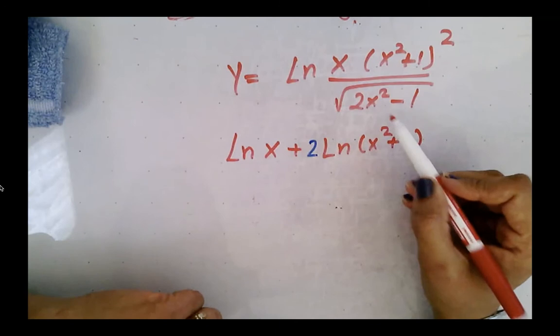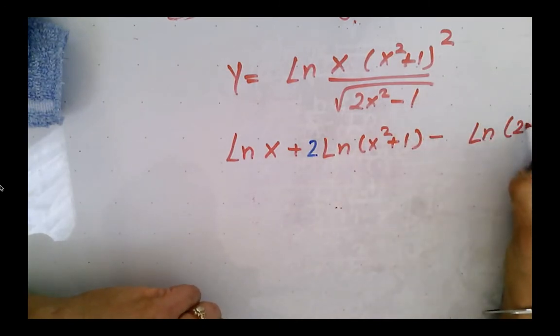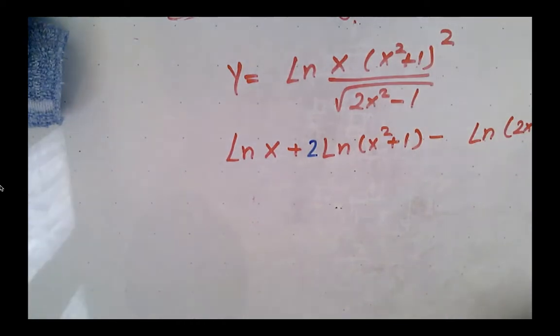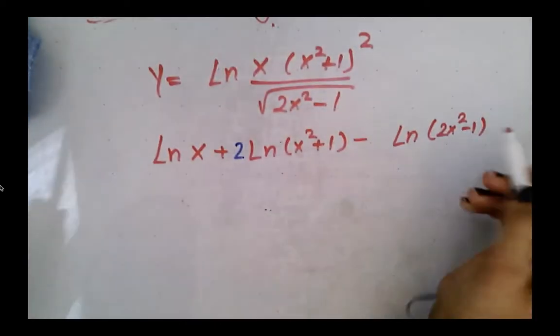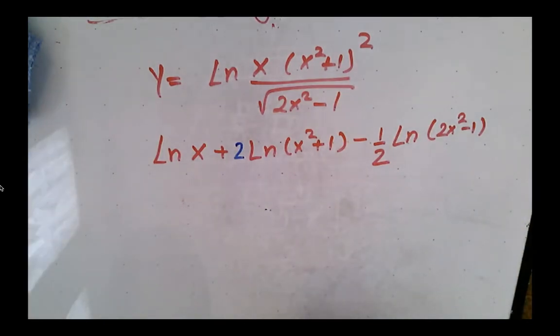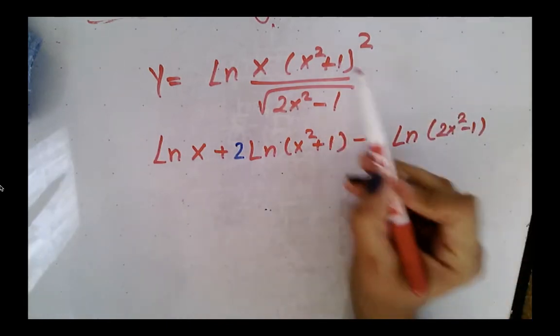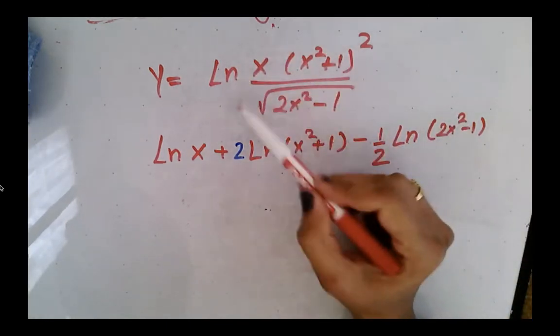This is dividing, so it means this becomes minus. It's ln 2x squared minus 1. And I know it's going to be 1/2 on the top, which I can put it on the front. I hope you guys are with me. Again, if you don't understand this step, you can pause this video and go back. So what I did, I just applied expanding property.